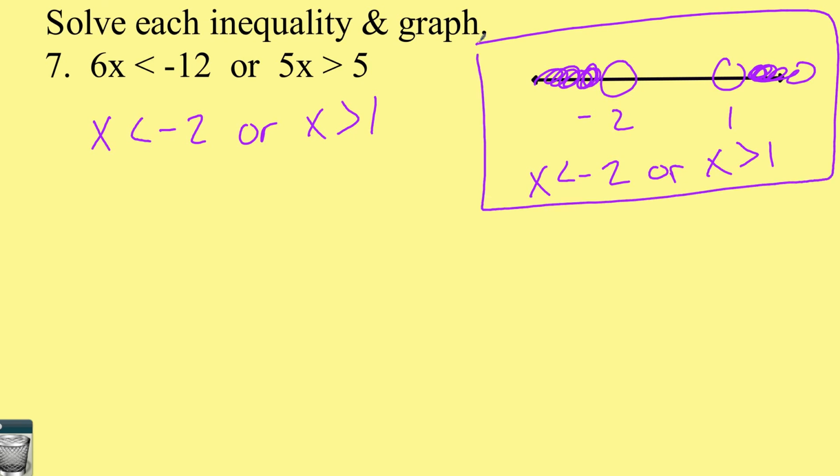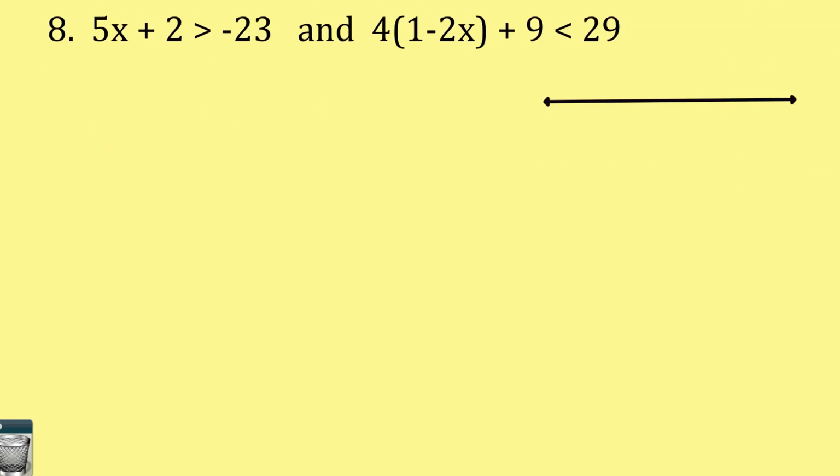All right, hopefully you're knocking these out of the park. Okay, let's make it a little bit more complicated, shall we? All right, I'm going to go ahead and start solving this one. So we get 5x is greater than negative 25. Then we get x is greater than negative 5.